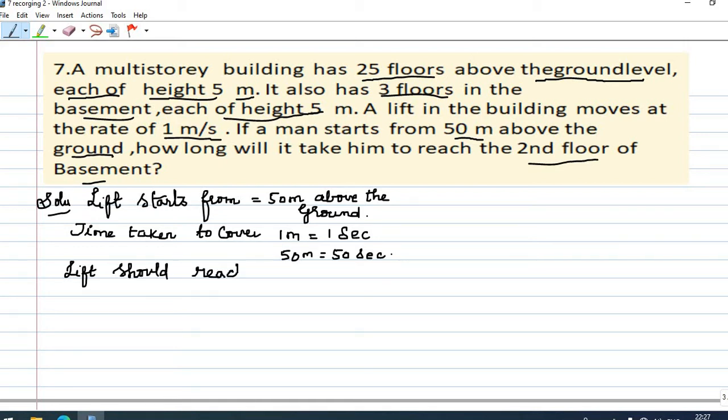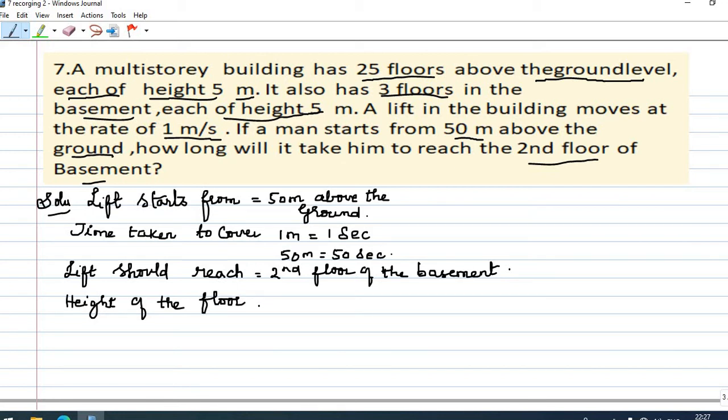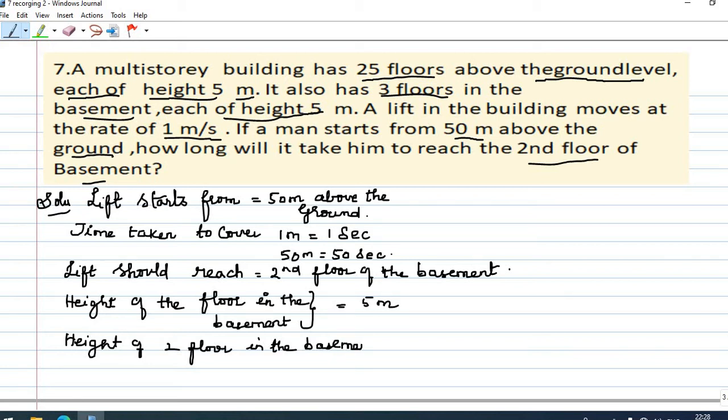Now the lift should reach, what is the given question? Second floor of the basement. What is the height of the floor? Height of the floor in the basement is equal to 5 meter. So height of the second floor in the basement is equal to 2 into 5, which is what? 10 meter.